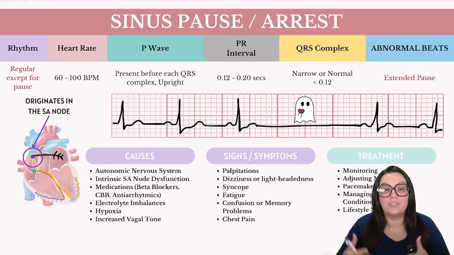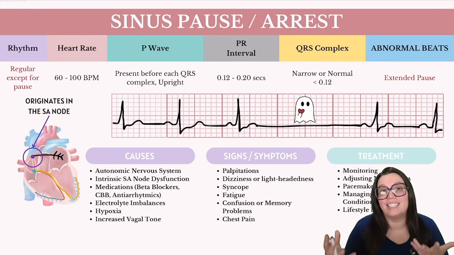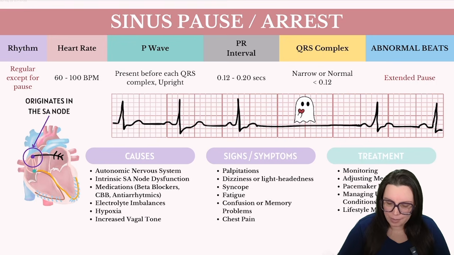And then lastly, we have sinus pause, which is also known as sinus arrest, because it disrupts what would otherwise be a normal sinus rhythm. In some cases, you'll notice a significant interruption in the rhythm. Essentially, you're going to notice a gap in between some of your P and QRS complexes. I like to think of it as we've been ghosted by one of our complete complexes.